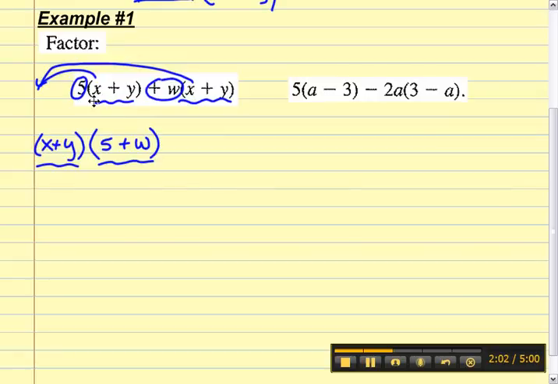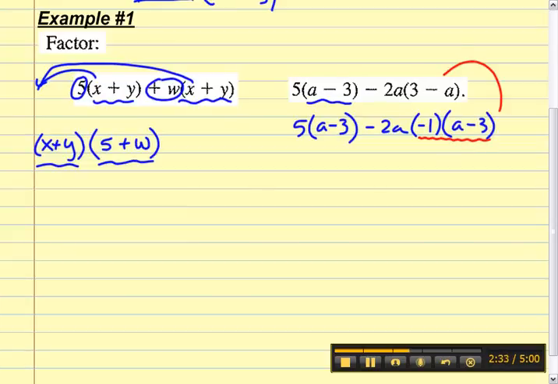Now look at this one. These 2 things, this and this, are not the same. But you know what? When I've got them flip-flop like that with a negative sign in the middle, what that means is this number is just the opposite. I need to take out a negative 1. Okay? So really, this is 5 times a minus 3, minus 2a times negative 1 times a minus 3. Because you see, negative 1 times a minus 3 is that.